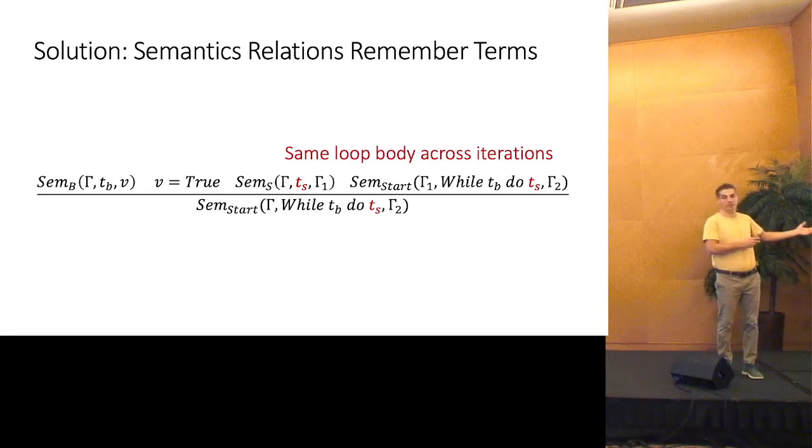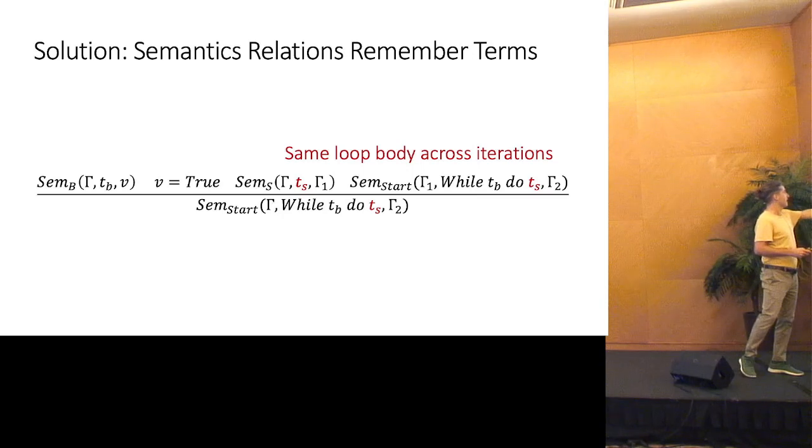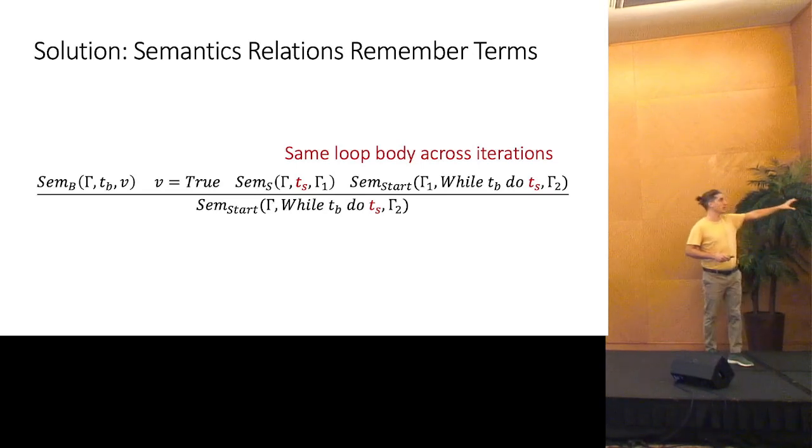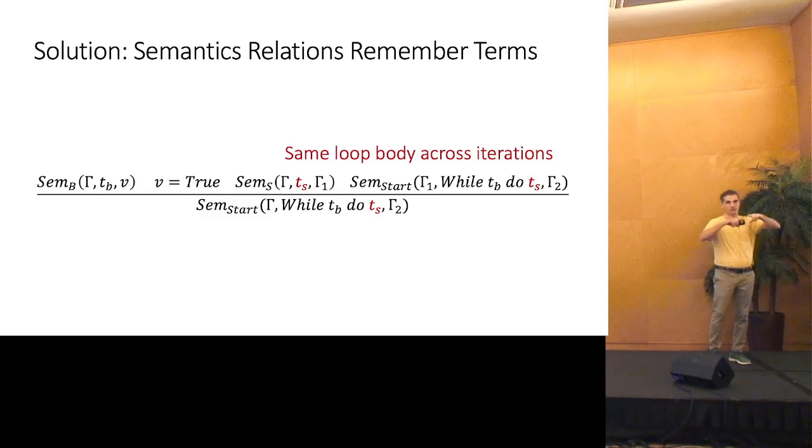Essentially, what I'm describing with this relation is, in this case, the bottom says gamma, on while TB do TS, produces gamma 2 if gamma, TB produces the value V, and so on. And now you can write constrained Horn clauses to describe all of these relations. So that's just a constrained Horn clause. But if you look in a PL textbook, it just looks like a different notation. OK.